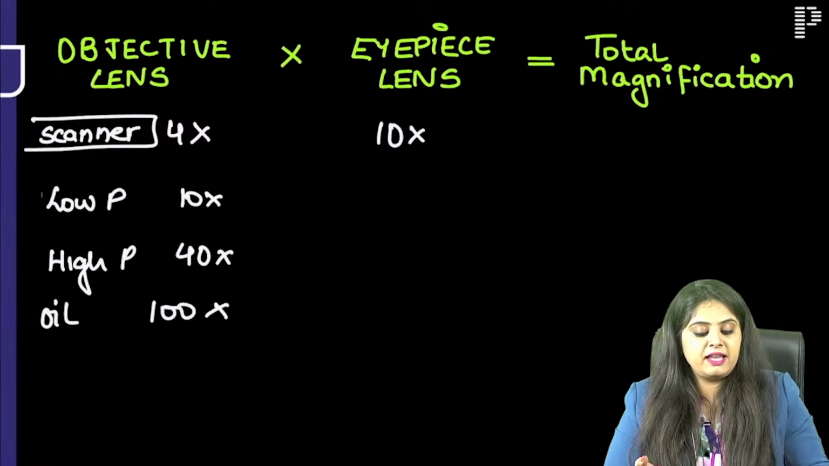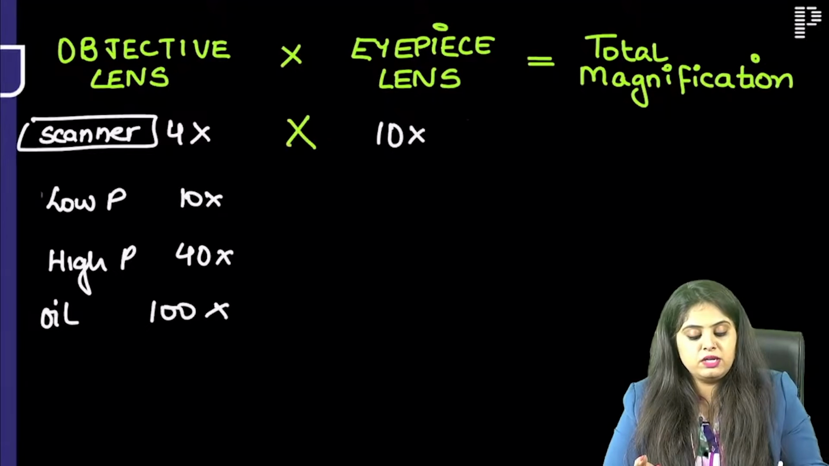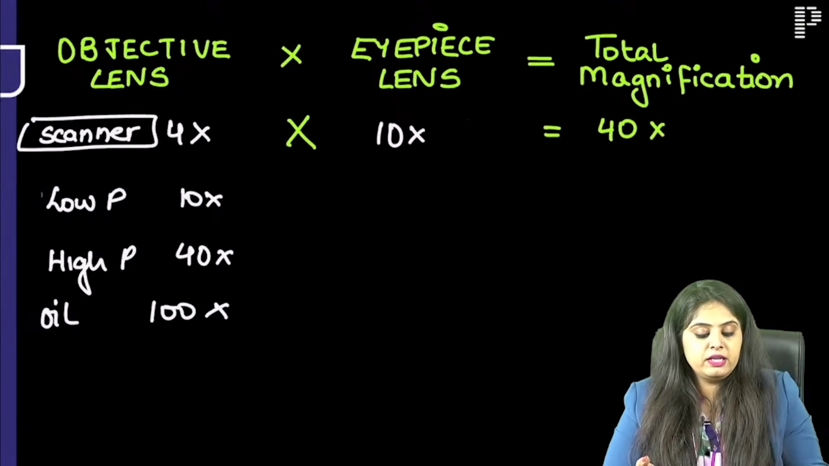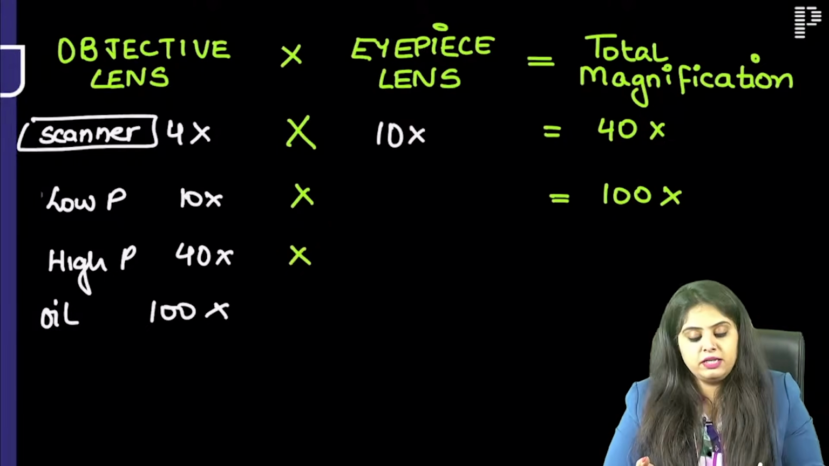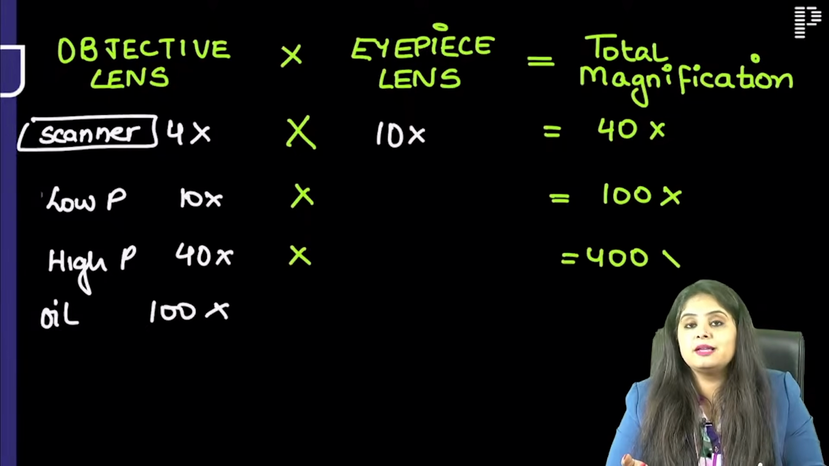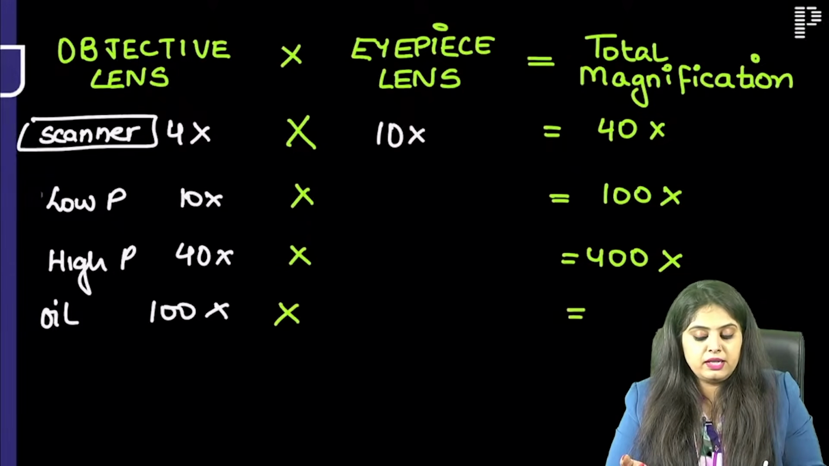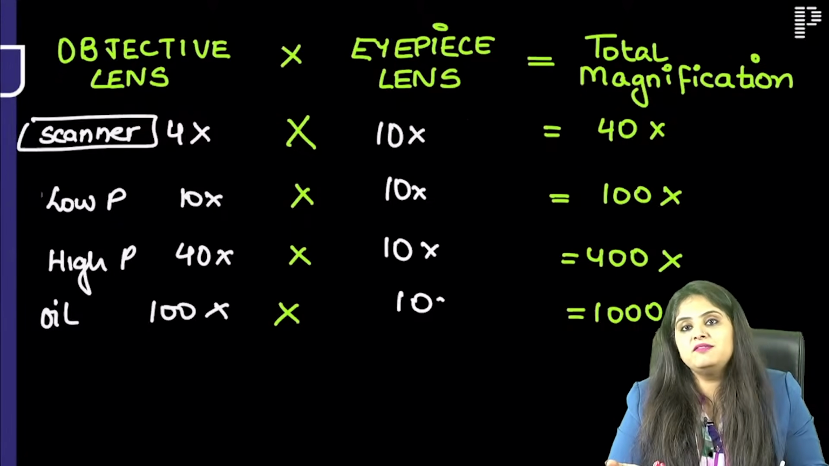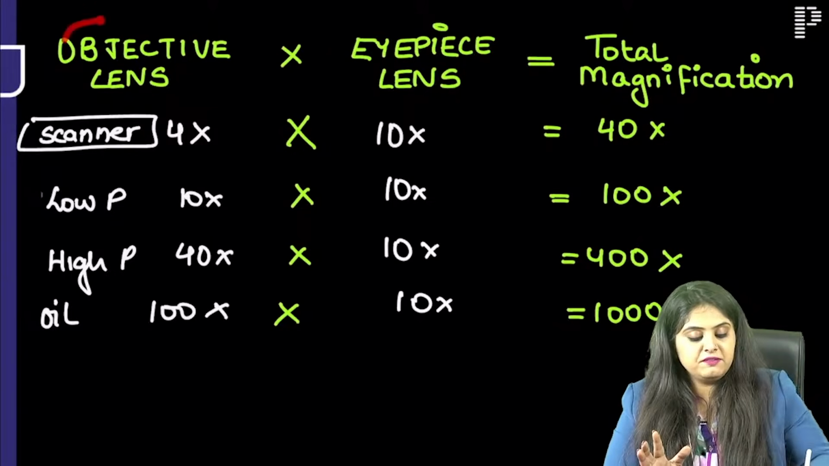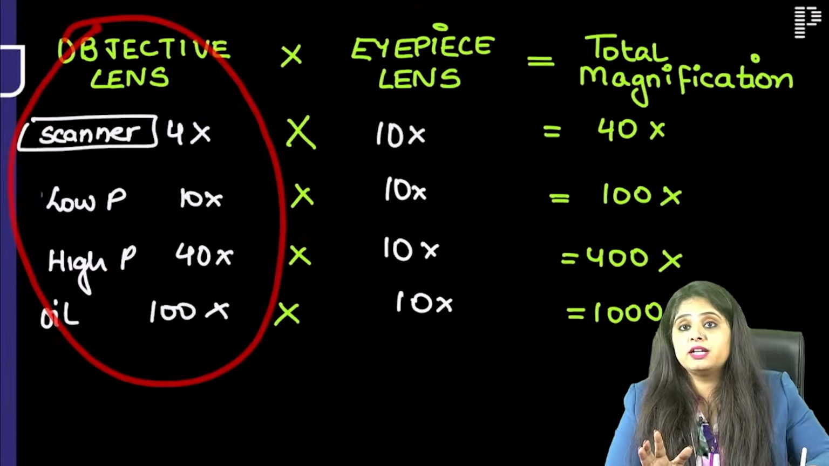So total magnification will depend. If you are using the scanner, tell me guys, what is the total? It is going to be 4x into 10x, so total magnification will become 40 times. If I am doing 10x into 10x, then it will become 100 times. If I am using 40x, so 40 into 10 will become 400 times. And if I am using 100 into 10, that will become 1000 times. So I realized the eyepiece will always remain 10 because the eyepiece is only one lens, always 10. The magnification will depend on which objective lens I've used.